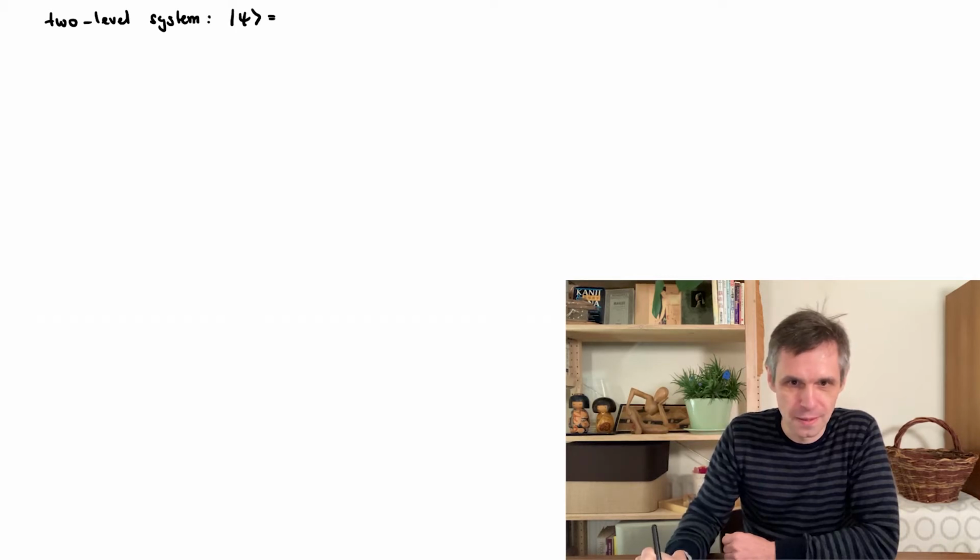Now we should turn to a concrete example, and then we will see that this is not as complicated as it might be suggested by these very abstract definitions. And for this, we are just going to look at a two-level system. So a system with a state given of this form.